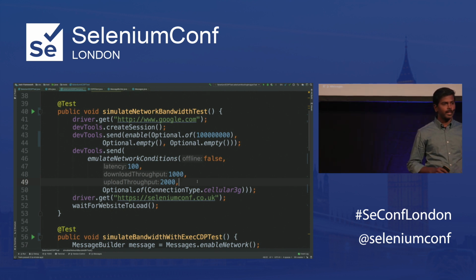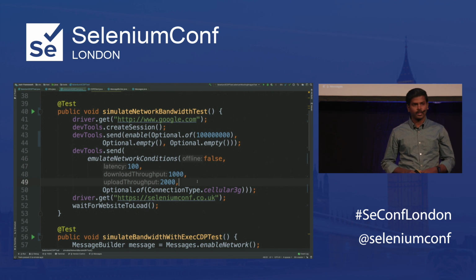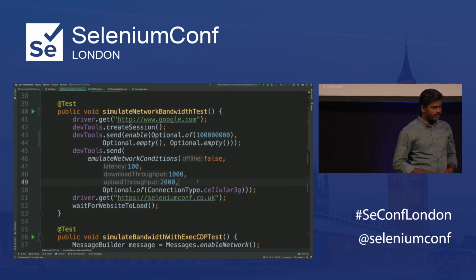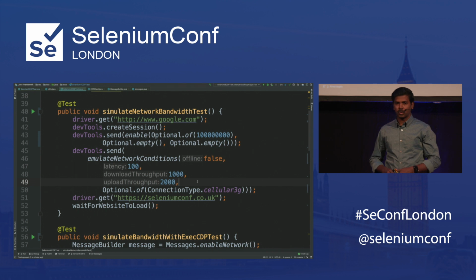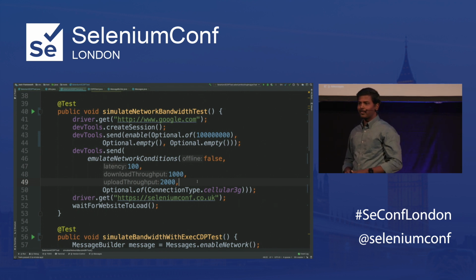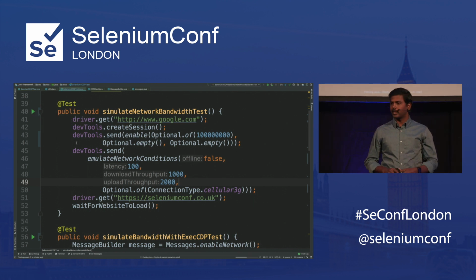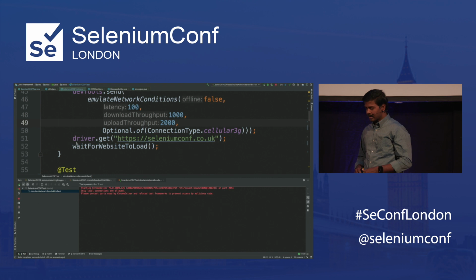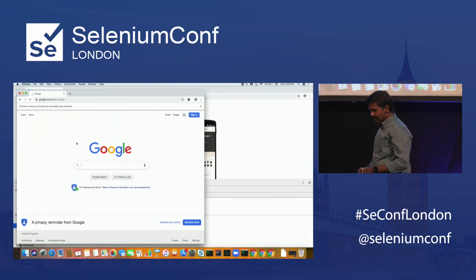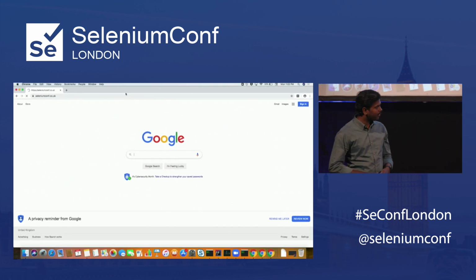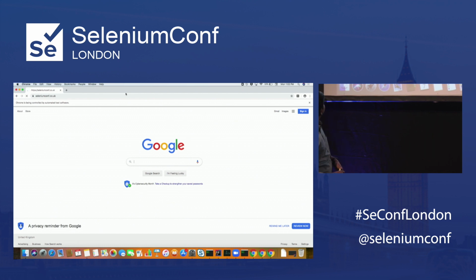That was one of the challenges that we discussed: how we can see our application behavior in different networks during the flow of a customer journey. So we are going to simulate a cellular 3G network and test how our Selenium conf Wi-Fi speed looks. So yep, let's have a quick run. We have an emulate network condition method that takes these arguments. We can also set offline true or false.